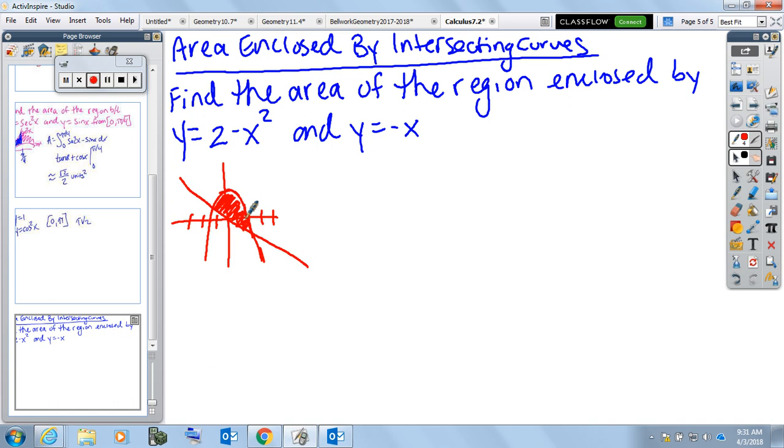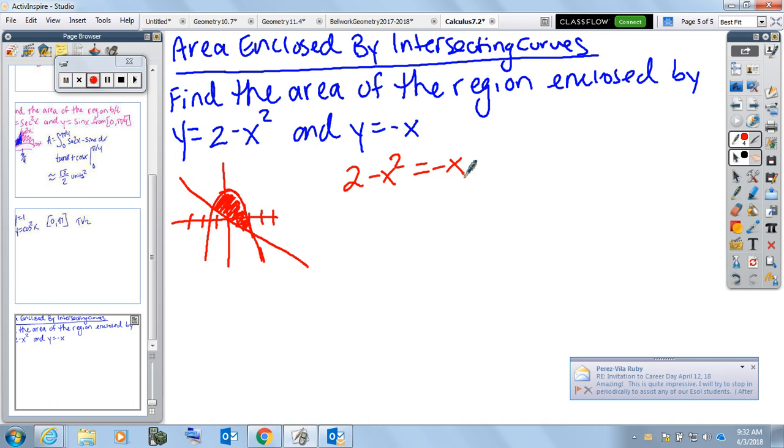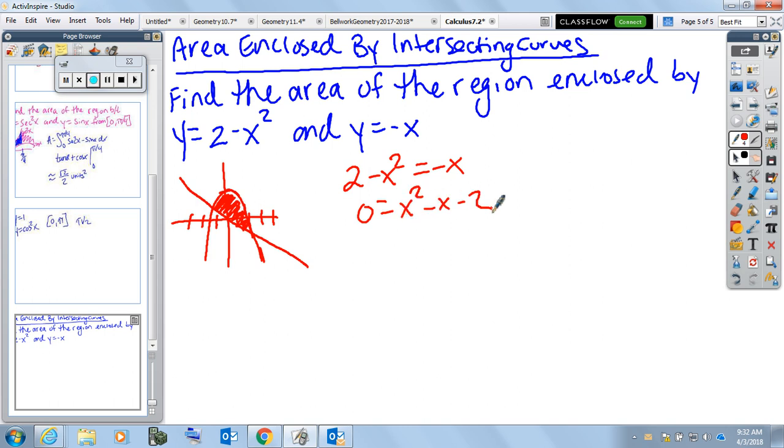Think back to algebra days. How would you go about finding the solutions to these two equations? Hopefully you understood that you can set the two equal together. You could graph as well, and if you have a graphing calculator, you can find those intersection points that way. But you can always set them equal to each other, and in this case you're going to get a basic quadratic. So setting these two equations equal, we get 2 minus x squared equals negative x. I like keeping my x squared terms positive, so I'm going to make this 0 equals x squared minus x minus 2.